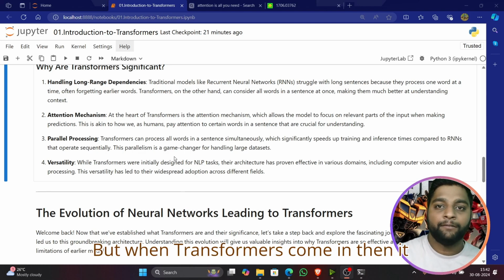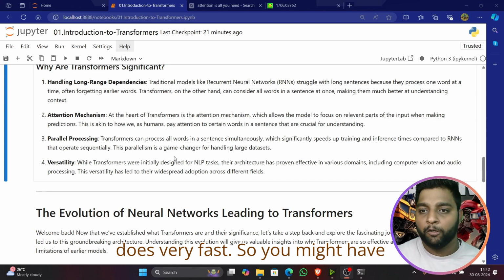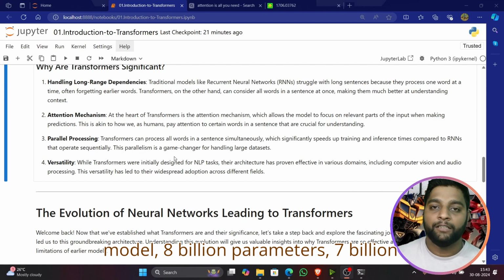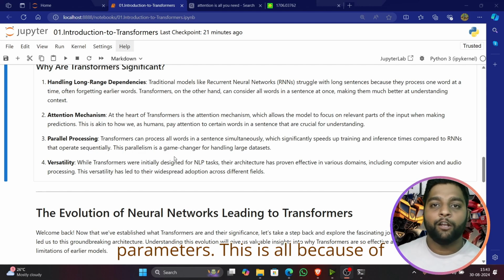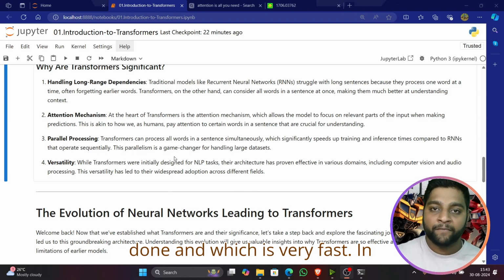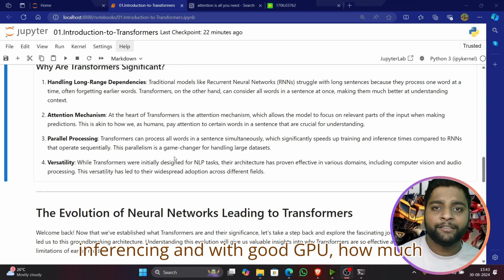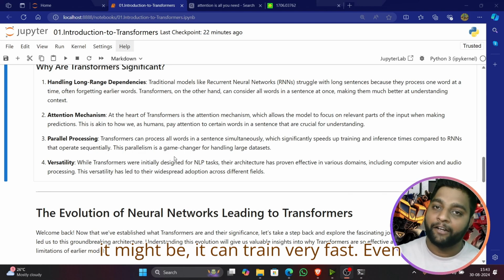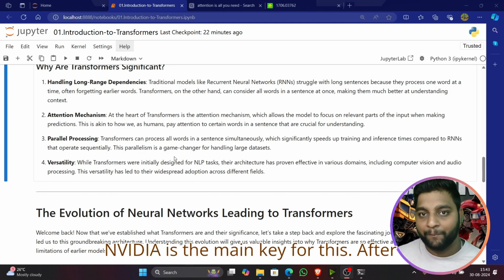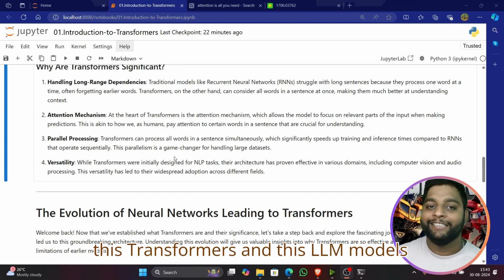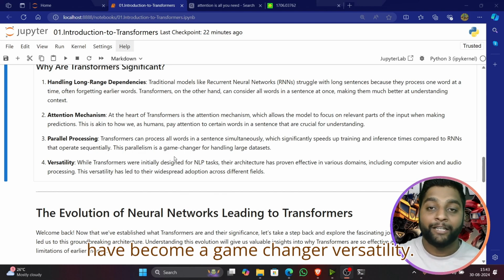But when transformers come in, it does it very fast. You might have observed, even in our Llama 8B model, 8 billion parameters, 7 billion parameters, this is all because of the transformers architecture only. When there is a base model which is able to do parallel processing, and which is very fast in inferencing, then with a good GPU, however many billions and millions of parameters it might be, it can train very fast. Even NVIDIA is the main key for this. After the launch of NVIDIA's RTX GPUs, transformers and these LLM models have become a game changer.